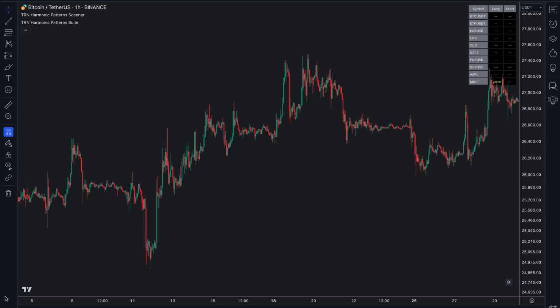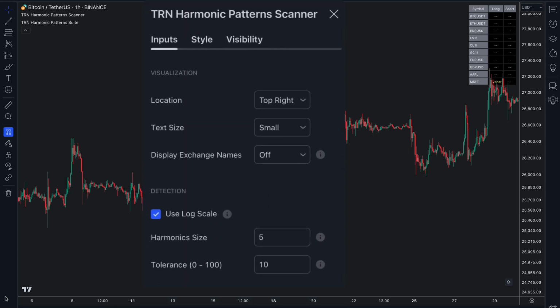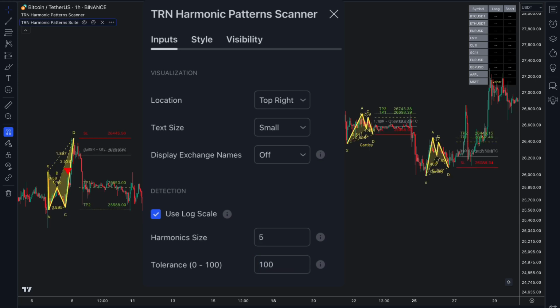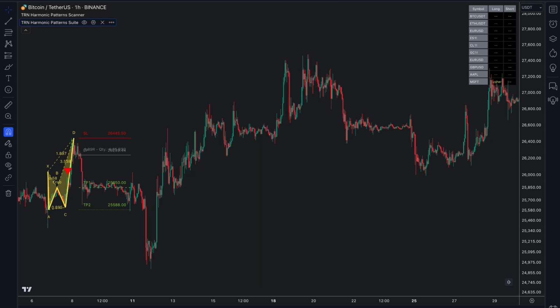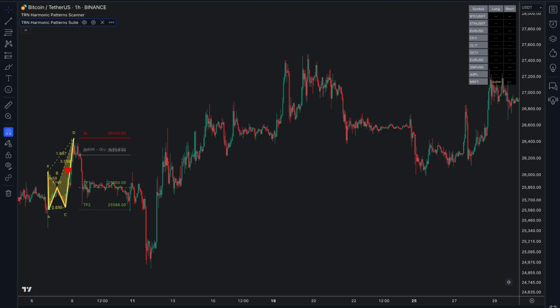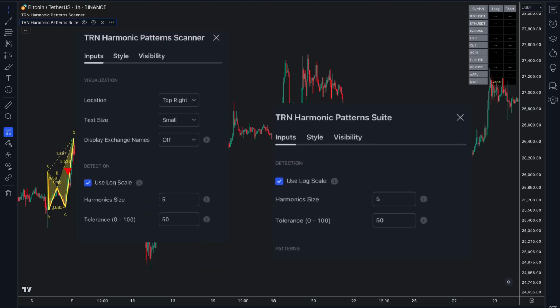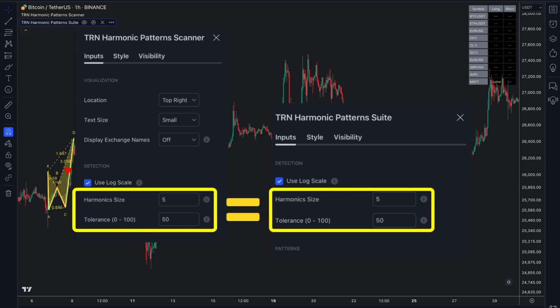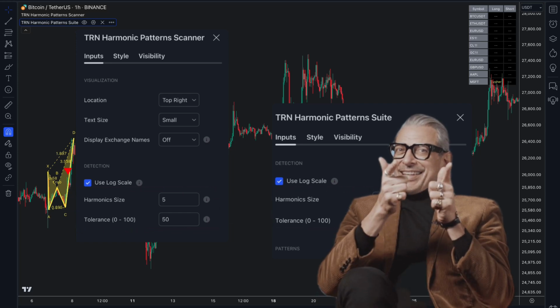You also have the flexibility to fine-tune the accuracy of the pattern detection by adjusting the tolerance level. A higher number results in more detected patterns with lower accuracy. Conversely, opting for a lower tolerance increases accuracy, although it may result in fewer detected patterns. It's all about finding the balance that suits your trading style and preferences. Be sure that the corresponding chart pattern indicator, like the TR harmonic suite, has the same settings as the scanner to find the pattern you are looking for.